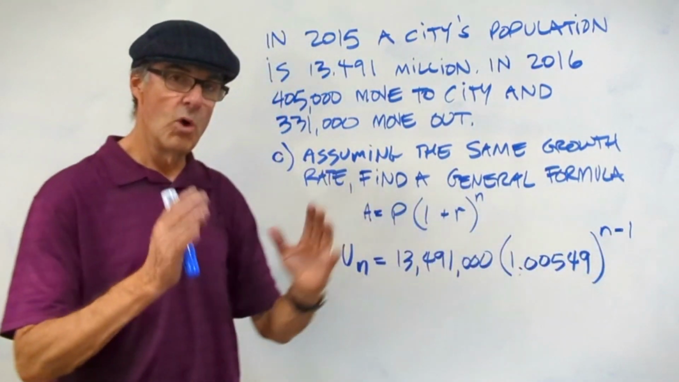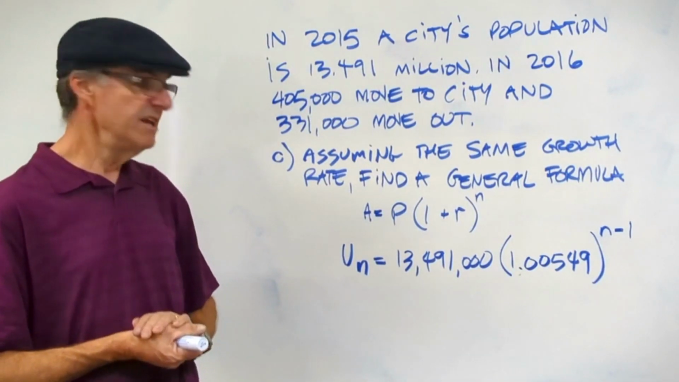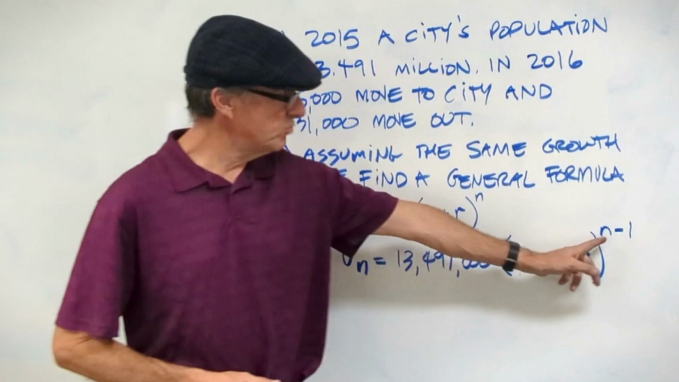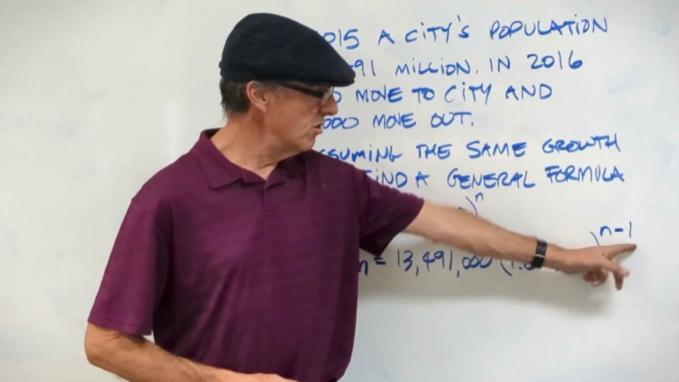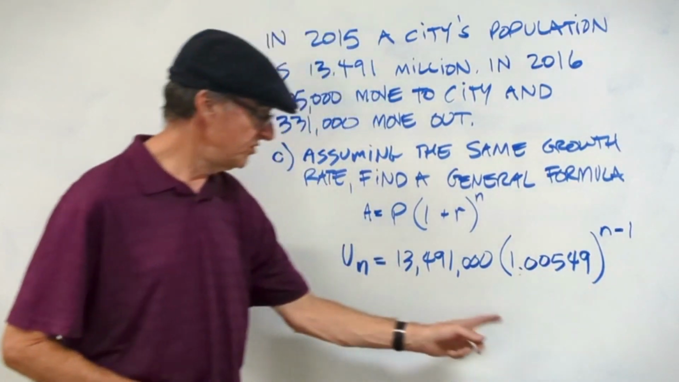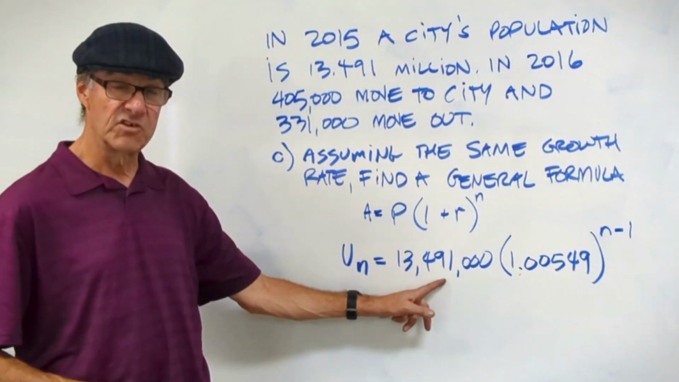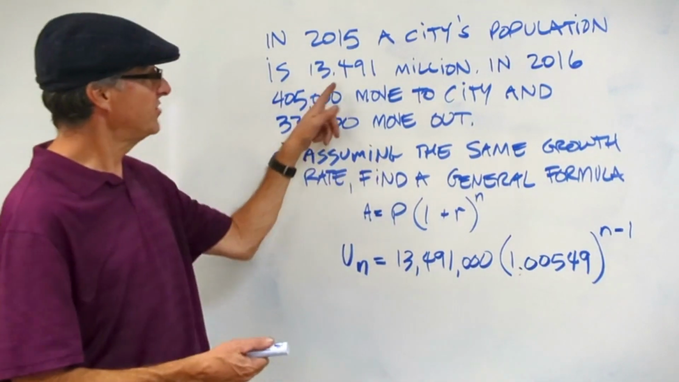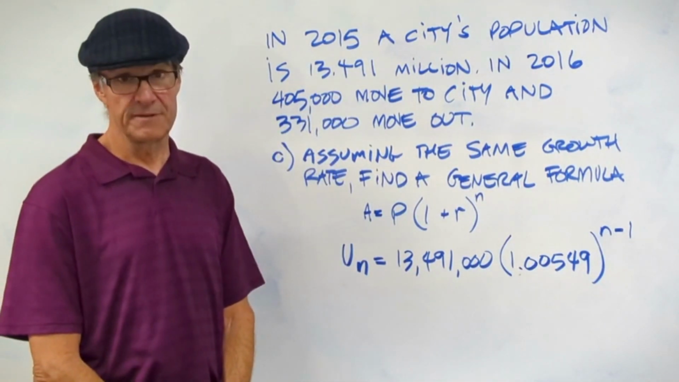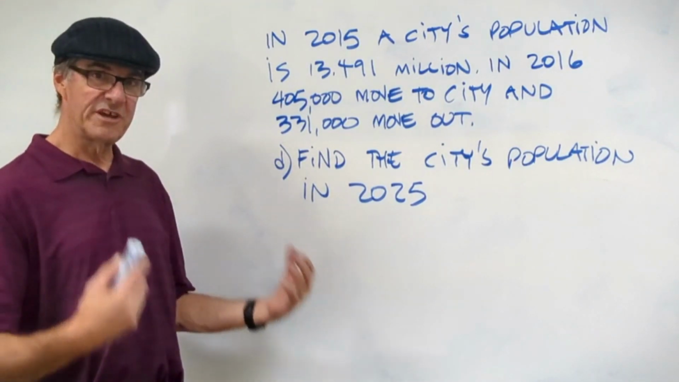Now, one way to check to make sure we have this right is when we're looking at the first term, U1, n is 1, so 1 minus 1 is 0, which means this goes to 1. Whatever to the 0 power is 1. So we're going to get this number for our first year, which is correct. That's our starting number. Okay, so there's your formula. All right, now let's do a calculation.